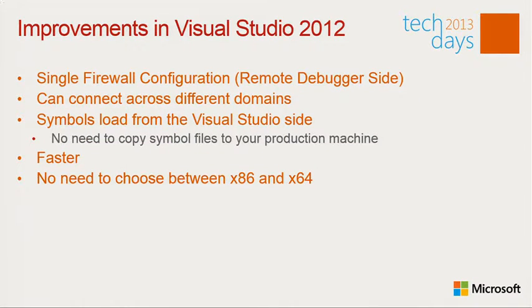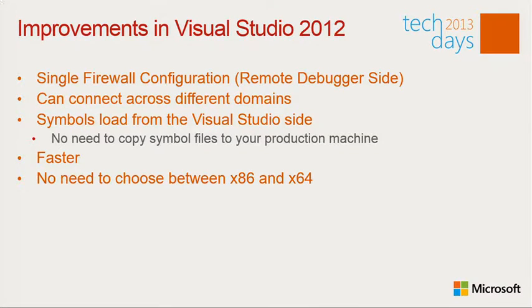So what improvements did we make in the remote debugger in Visual Studio 2012? Well, as I mentioned, we do have the single firewall configuration. It's on the remote debugger side. It's also a single-click configuration. So if you launch the remote debugger and your firewall is not configured, it will detect that and just give you a single button that you can click, which will elevate and open up the right ports for you.